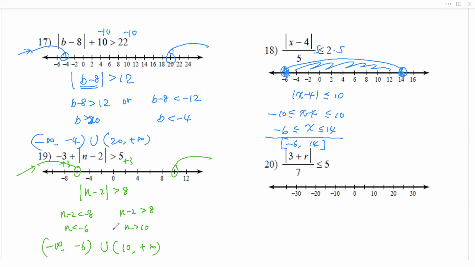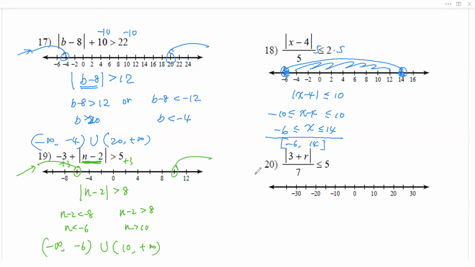So if you like, please check it. Pick 0. 0 should not make sense. So 0 put inside here, the inside of the absolute value will be negative 2, right? Negative 2 absolute became 2. Minus 3 plus 2 is negative 1. Negative 1 is not greater than 5. So we cannot include 0. So, right? This somewhat confirms our result is correct.